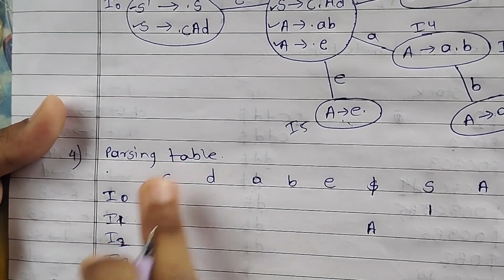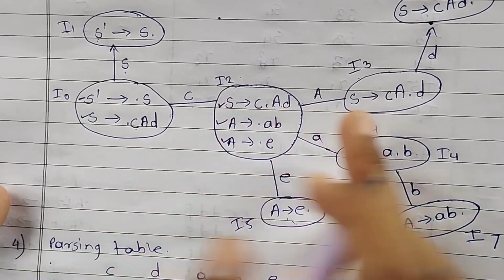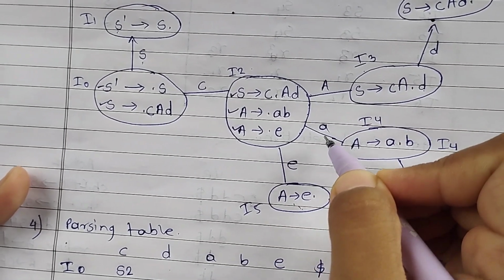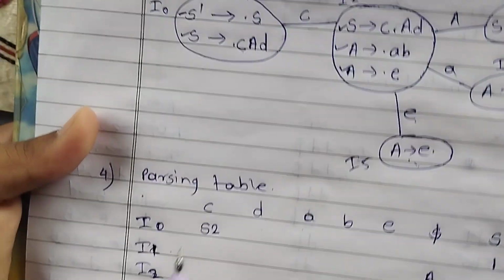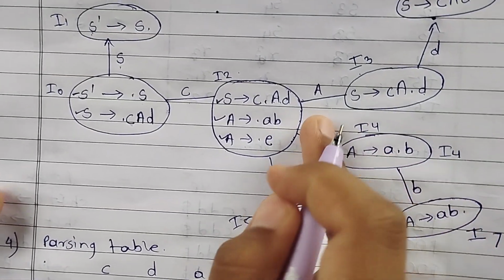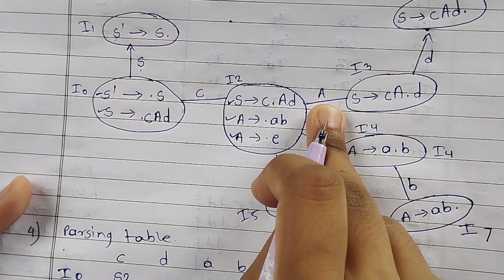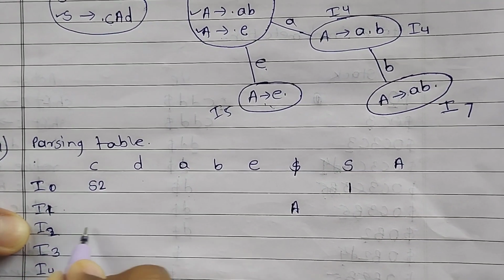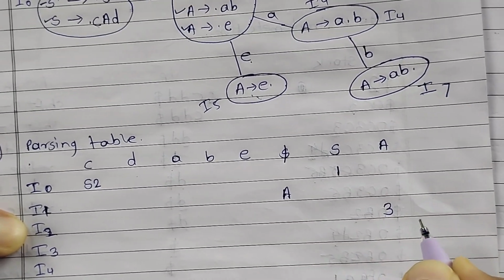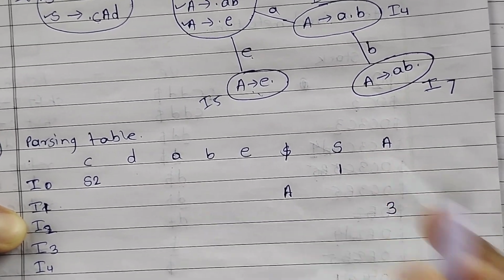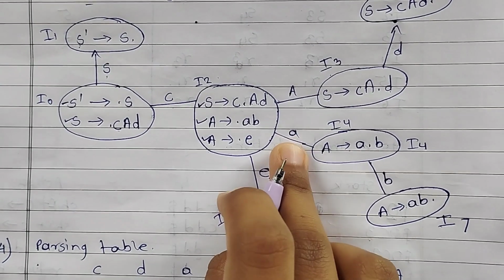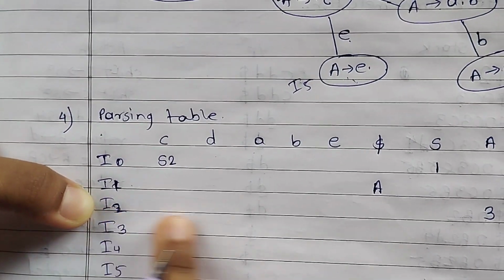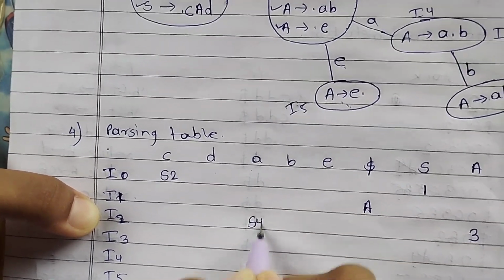Now I2 on C. So I2 does not transfer C anywhere; it transfers A, a and E, that is capital A, small a and E. First capital A: capital A transfers to the I3 state and it is a non-terminal, so we write 3 below A. So I2 and A is 3, because this is the non-terminal capital letter, and small a is the terminal, and this transfers to the I4 state. So we write S4. So I2 and a is S4.